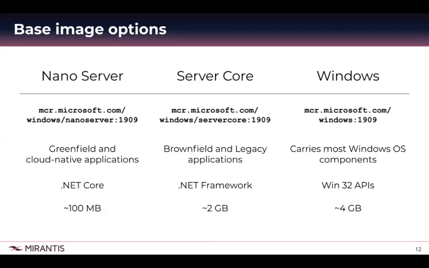On the latest semi-annual channel of 1909, this clocks in around 100 megs. It'll be larger on different versions of Windows. The sizes change quite drastically, to be honest. Nano Server is great for greenfield and cloud native apps. So if you were building a .NET Core application or Node.js and you wanted to run that with Windows, you would typically choose Nano Server to do that.